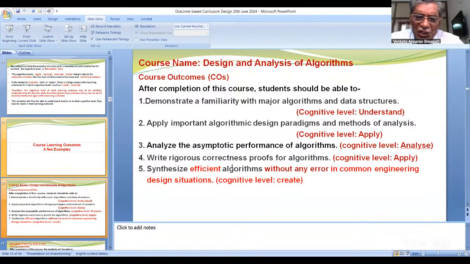Synthesize efficient algorithms without any error in common engineering design situations. Synthesize efficient algorithms, that is the performance part. Without any error, that is the criterion part. In common engineering design situations, that is the context, condition part. The 5th course outcome shows that in some cases, the course outcome must consist of condition part, performance part, and criterion part, all the 3 parts. This 5th course outcome gives an example for condition part, criterion part, and performance part. All the 3 are there. Right? This is an example for engineering.